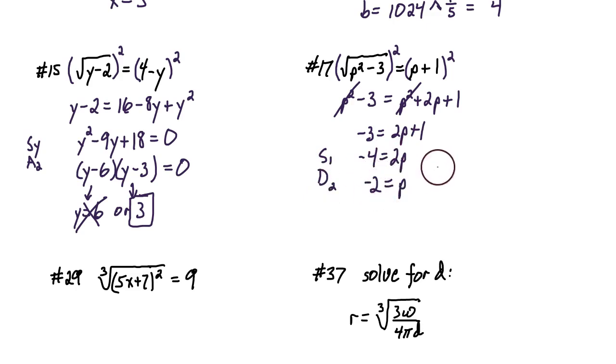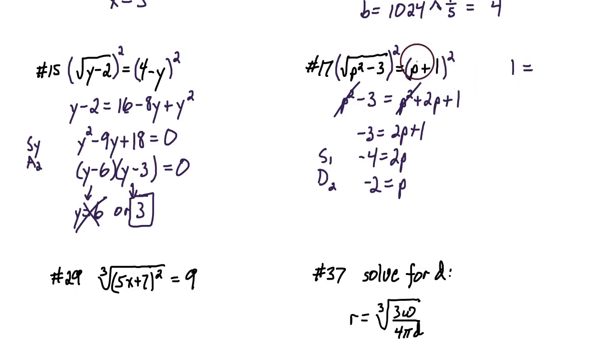equal to p. Now let's check that in the original problem, which was in black ink. So you got to ignore the stuff that's in purple. So fill in negative 2 for p. Negative 2 squared makes 4. 4 minus 3 makes 1, and the square root of 1 makes a 1 on the left side.